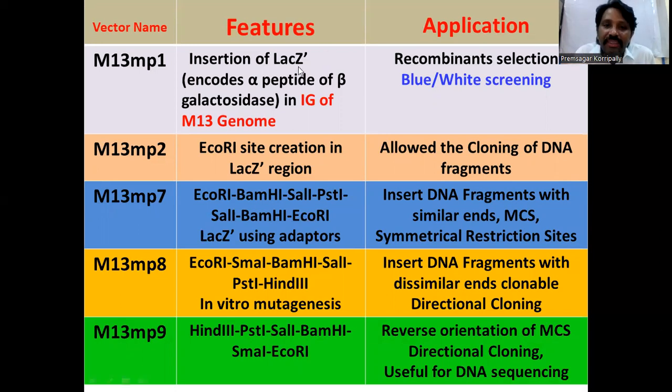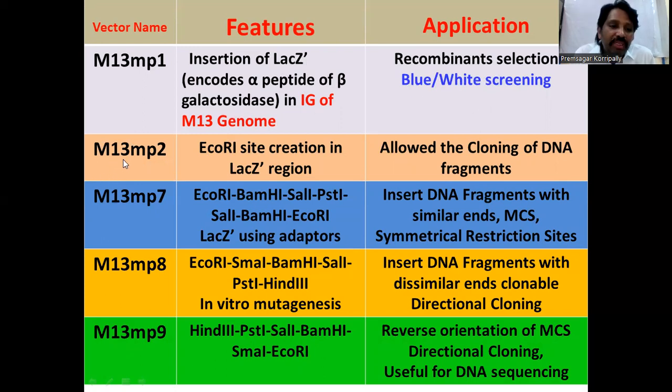With the addition of lacZ prime, whenever you clone your gene of interest into the lacZ, then recombinants will be white and non-recombinants will be blue. So to select the recombinants, this feature is useful.